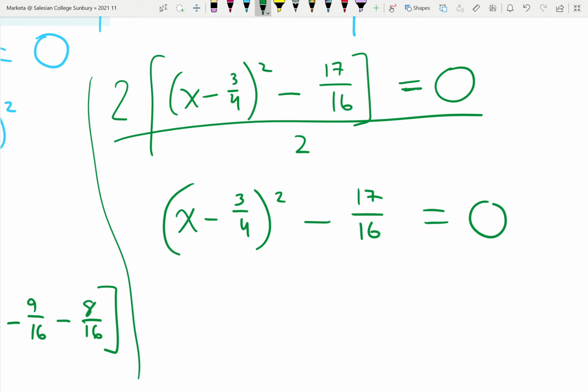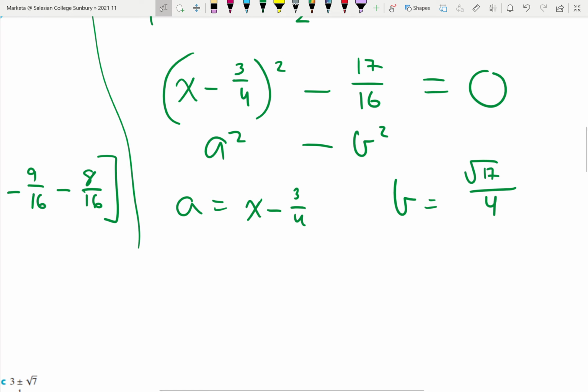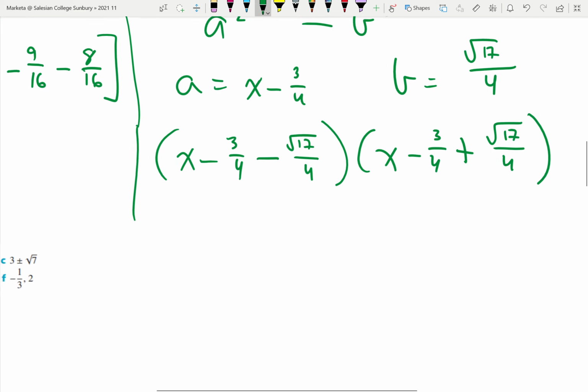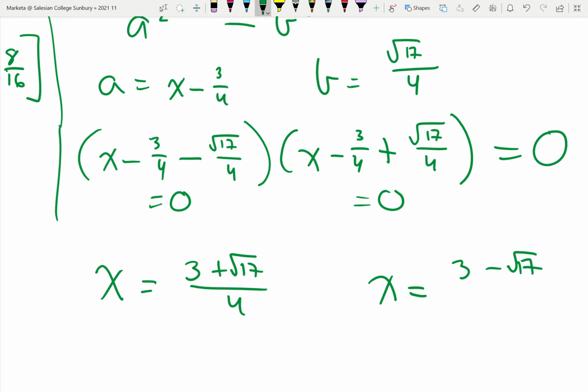So look, this is a squared minus b squared. a equals x minus 3/4 and b equals root 17 on 4, not 17 on 16. Be careful, it's a common mistake there. So now we get x minus 3/4, a minus b, and a plus b. So I can say this equals 0 and this equals 0, and we will get x equals 3 plus root 17 on 4, and x equals 3 minus root 17 on 4.